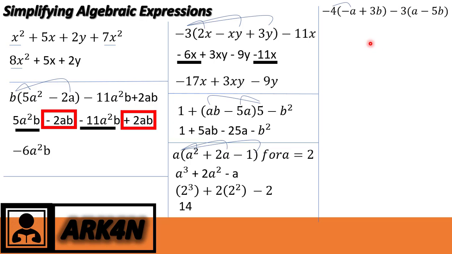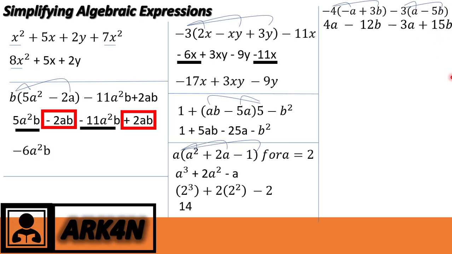Negative 4 times negative a is going to be 4a. Negative 4 times 3b is going to be negative 12b. Negative 3 multiplied by a is going to be negative 3a, and negative 3 multiplied by negative 5b is going to be 15b. So yeah, 4a minus 12b minus 3a plus 15b.